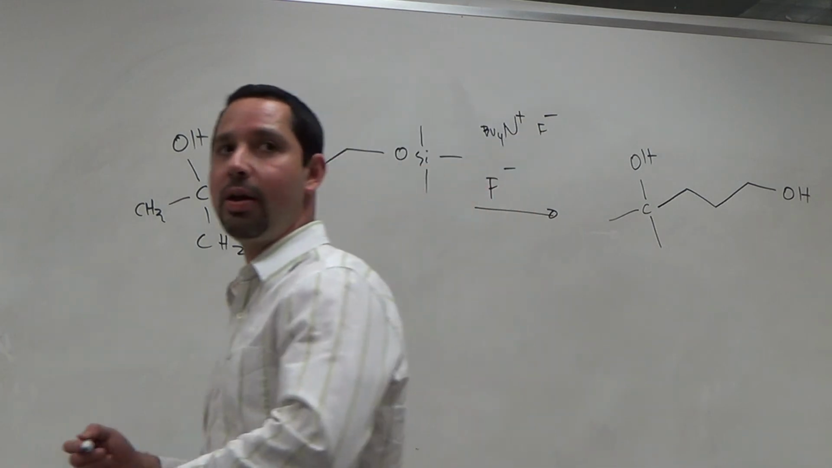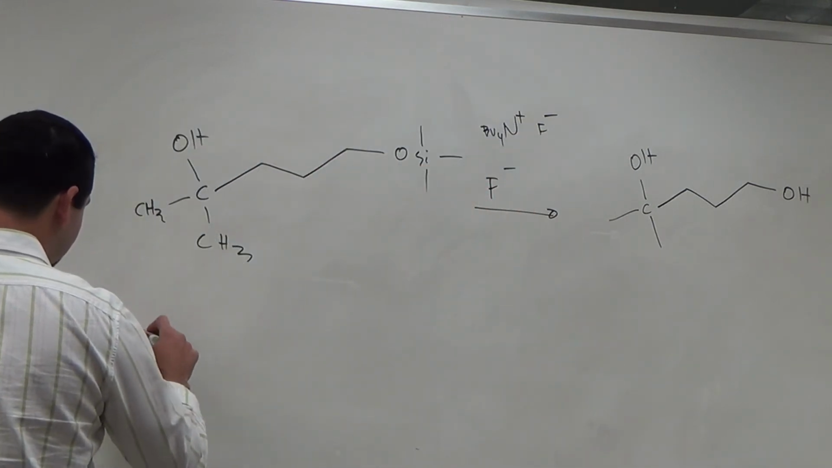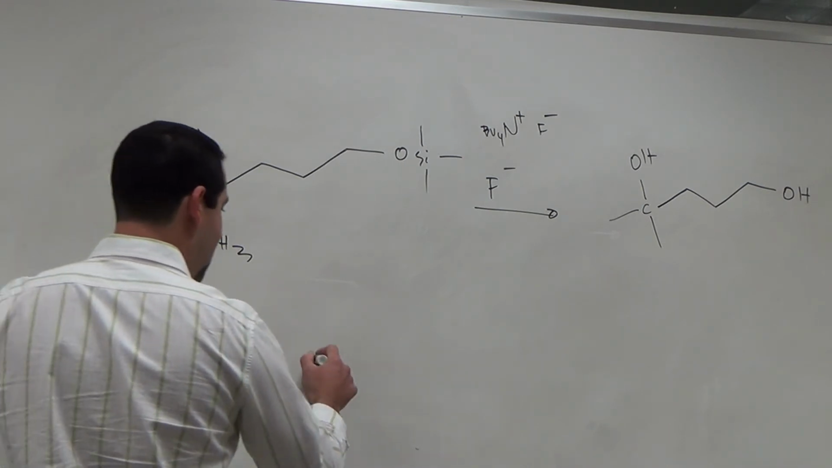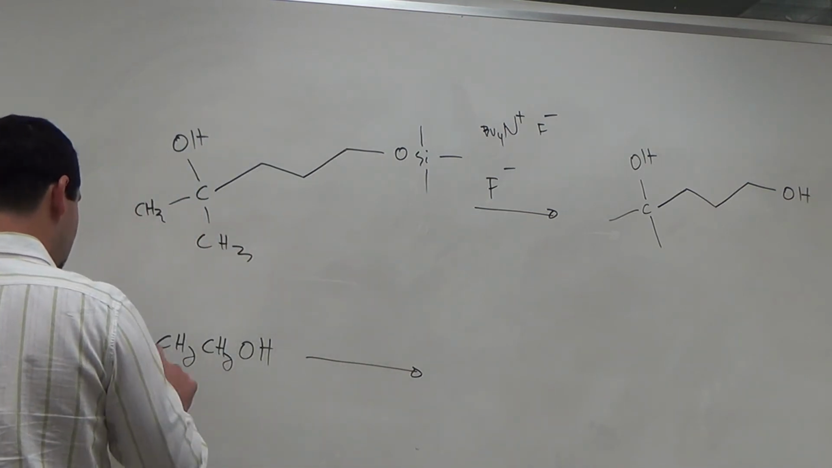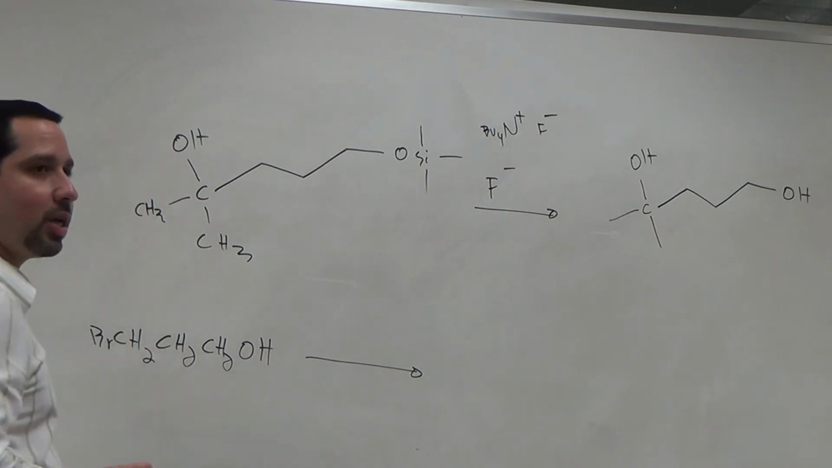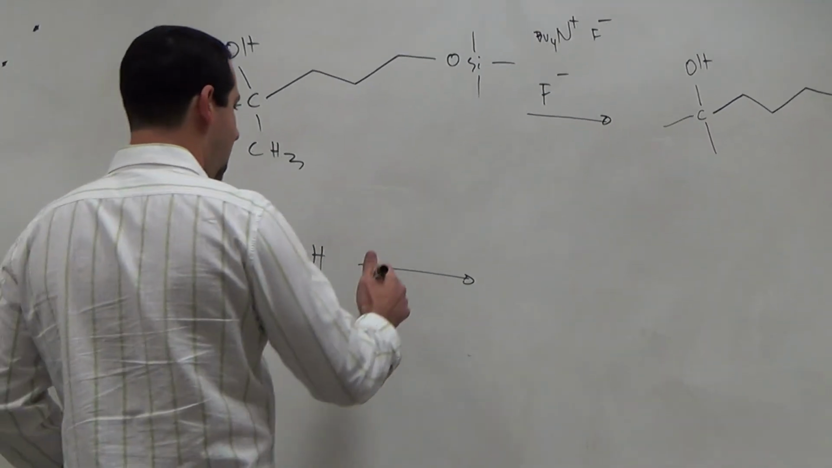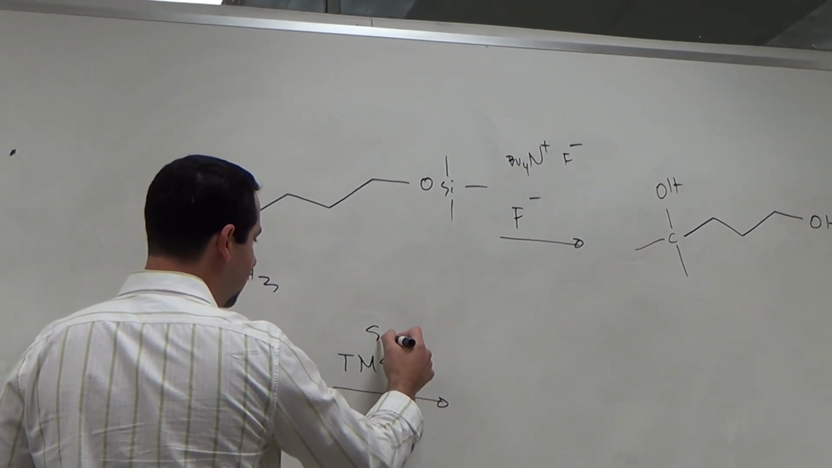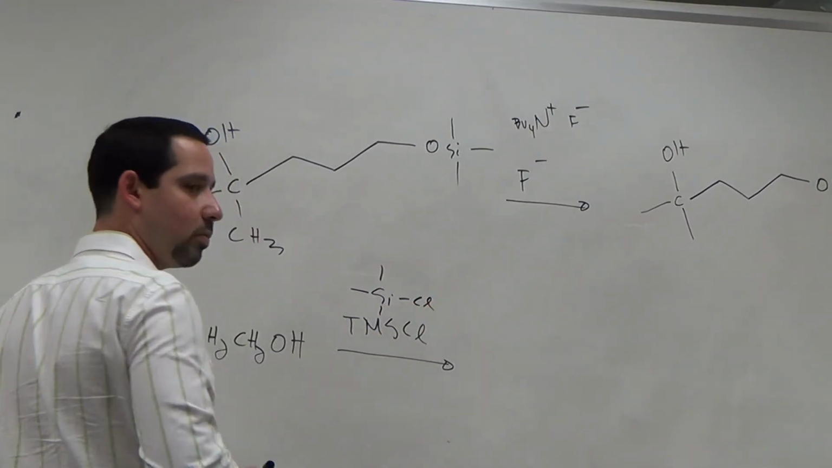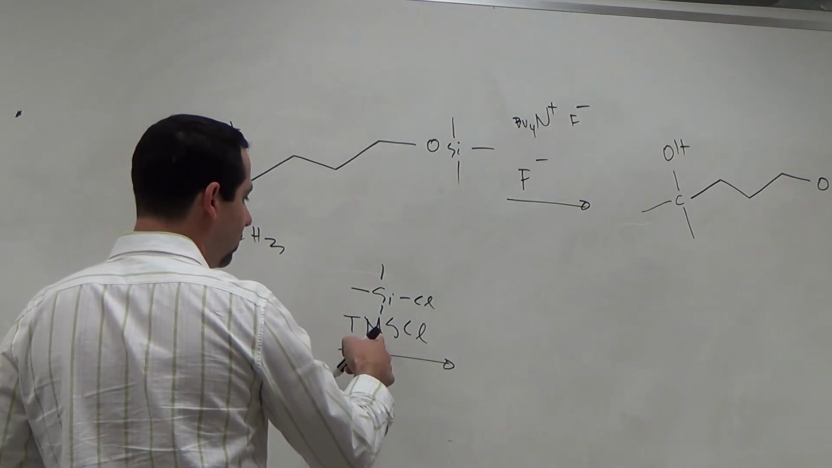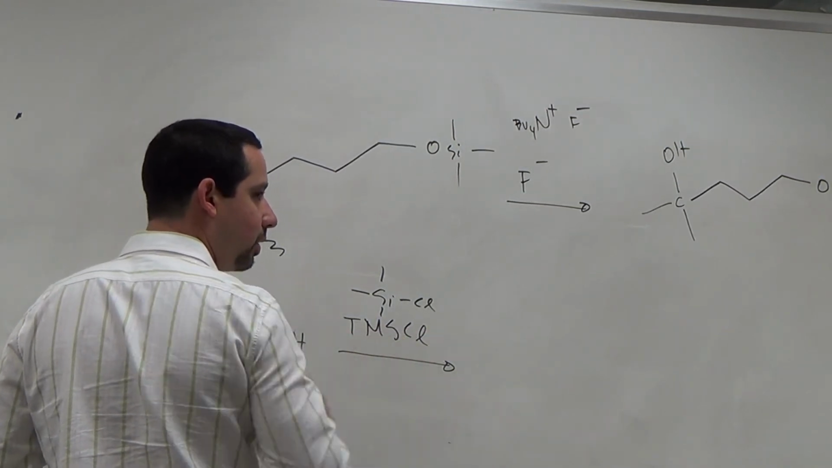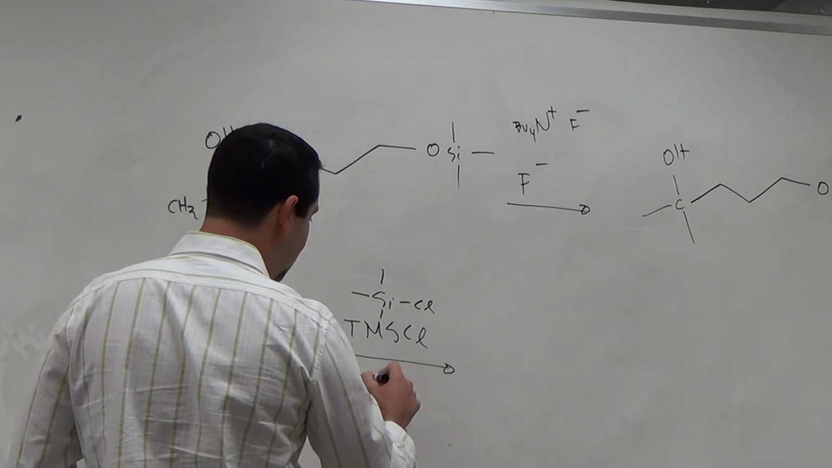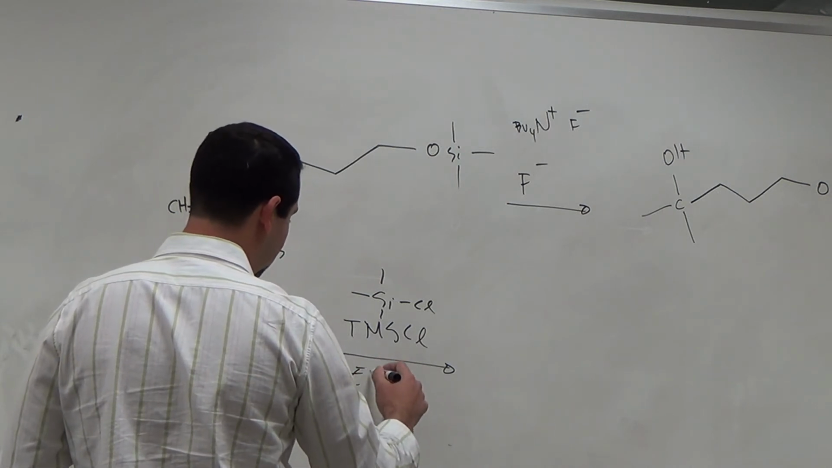Okay, so here, I'm going to give you another one. Let's say I have this. I want to protect this alcohol. Let's put a CH2Br here. How can I protect this alcohol? I protect this alcohol with TMS chloride, which is trimethylsilyl chloride, from silicon. Don't worry about the name. Trimethylsilyl chloride, and then some type of amine.